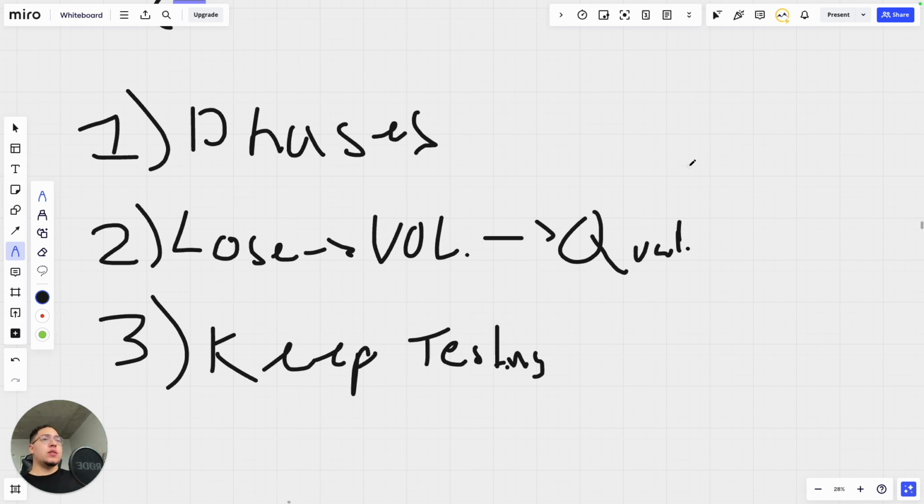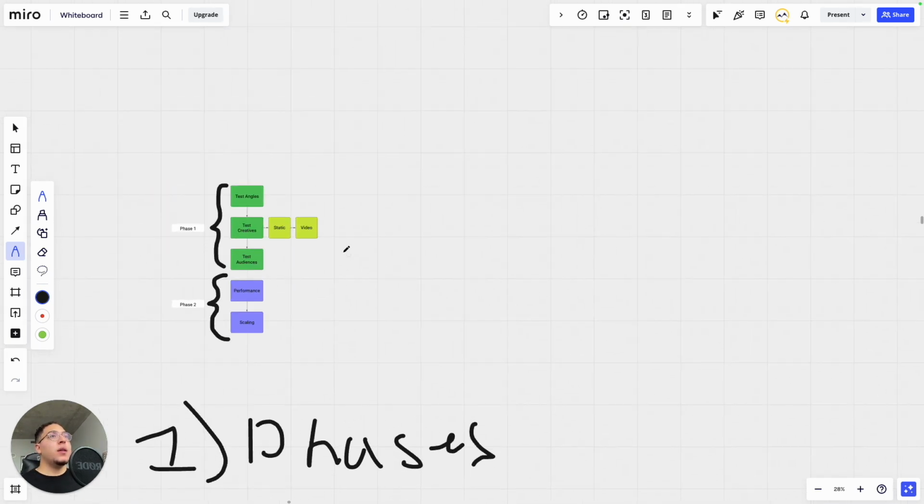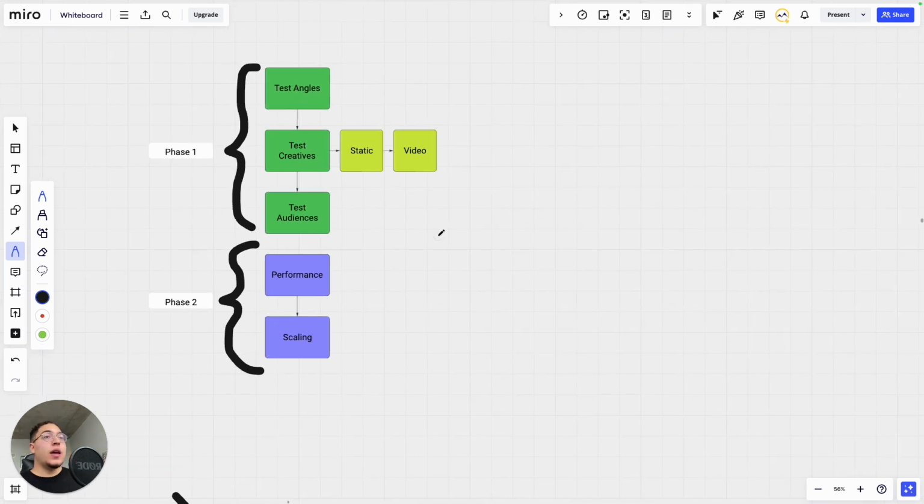The first one is the phases of the marketing process, then the process of getting to profitable, and how to make sure that you get predictable and consistent results. The first one, let's go over the phases. So in its most simplest form, there's only 2 phases to the marketing process. The first one is testing.